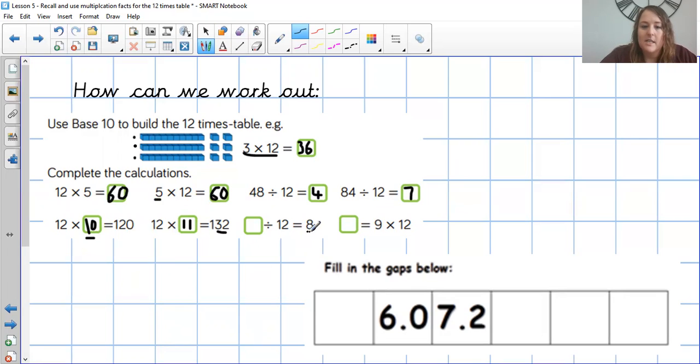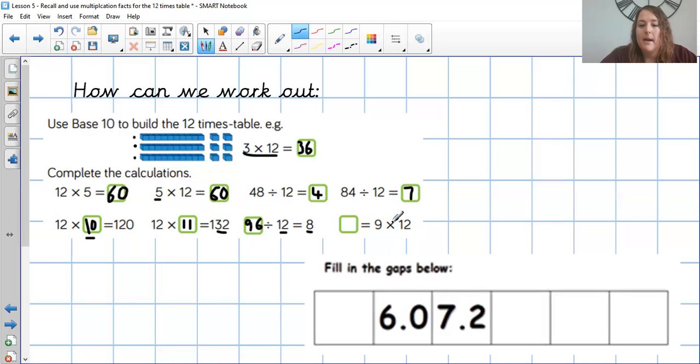So here I just need to do 8 times 12 to work out that answer. And up here I know that 7 times 12 was my 84. I need to add one more lot on, so I can do 84 add 12, which is 96.